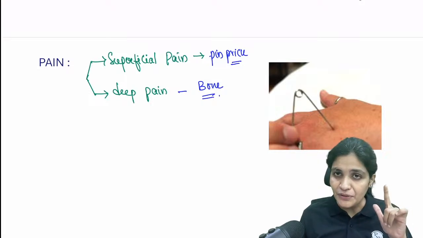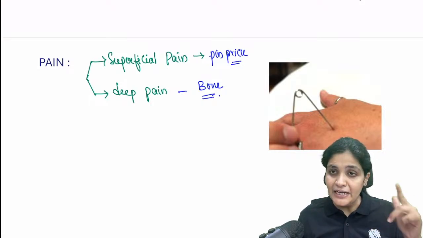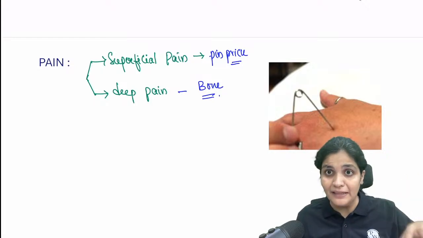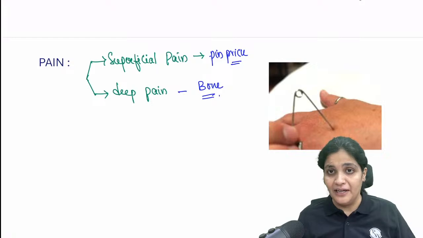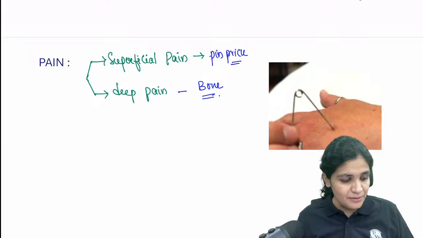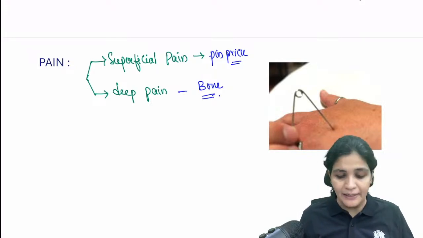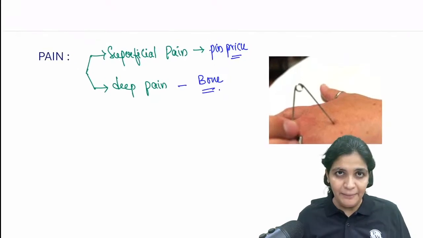So you will test first for the touch, that is fine touch, crude touch, 2-point discrimination. Then you will test for the pain. If the patient is having pain in that particular sensation, or if it is completely anesthetic, so there is no pain, no touch, so what are the sensations which the patient has experienced in that particular area. So that is about the pain, right?